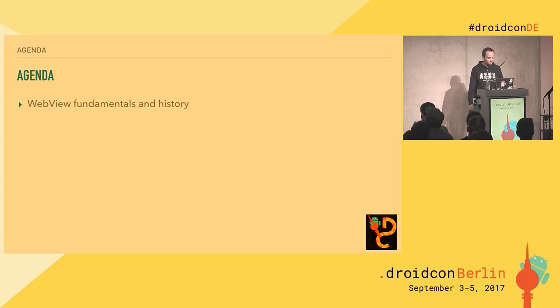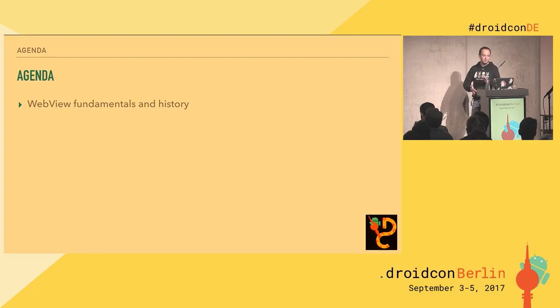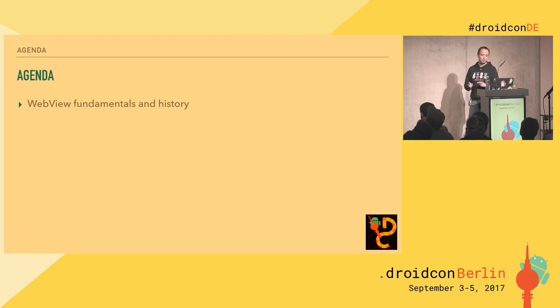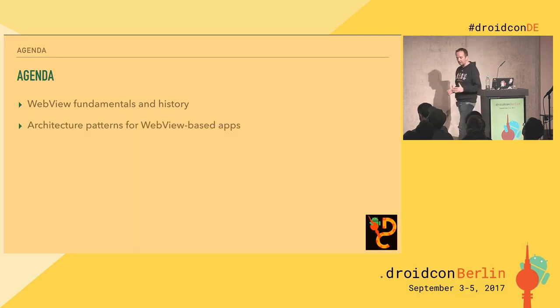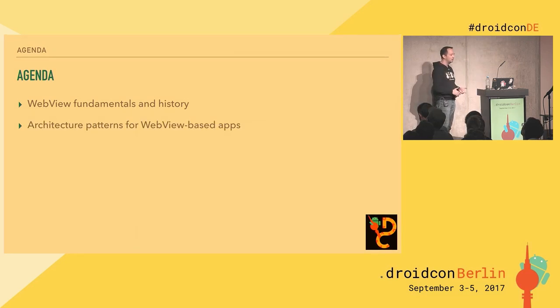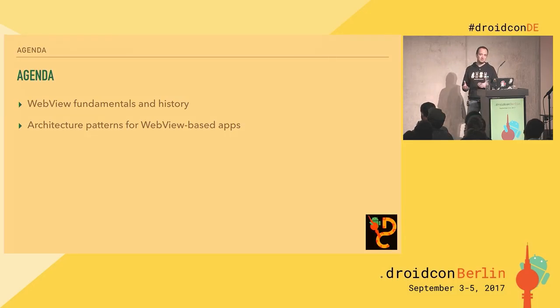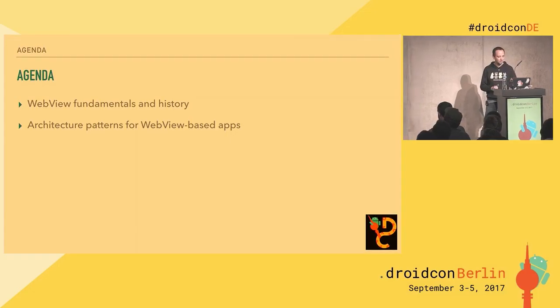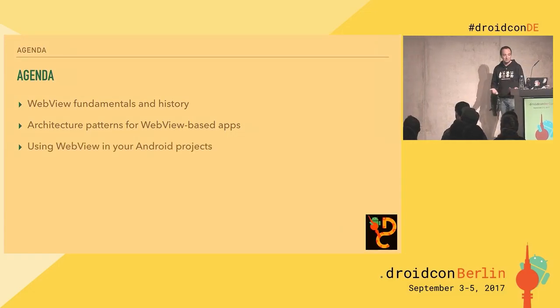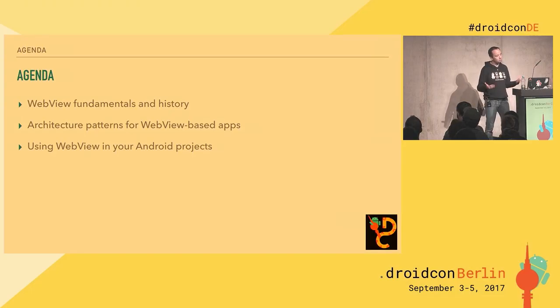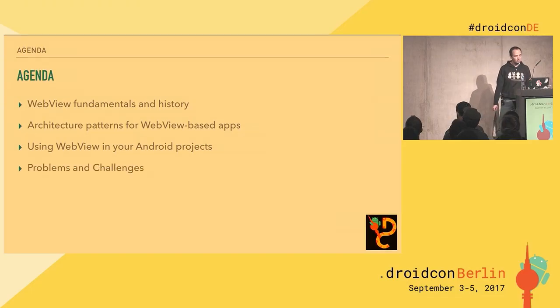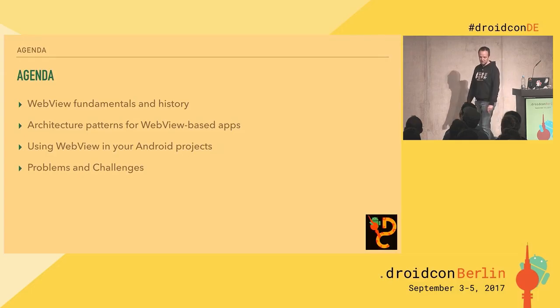So what we'll talk about today, we'll have a look at the fundamentals of the Webview, where it comes from, what it actually is, and what its heritage is. That's kind of important, I feel, because you can't really build on top of something if you don't know what exactly it is. Then we'll look at the typical architecture patterns for Webview-based apps. And what we'll find there is there are 2 or 3 common approaches to use it or to abuse it, unfortunately, as well. Then we'll talk about how to use the Webview in your Android projects. That's actually reasonably straightforward. And we'll look at some typical problems and challenges.